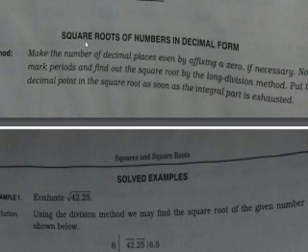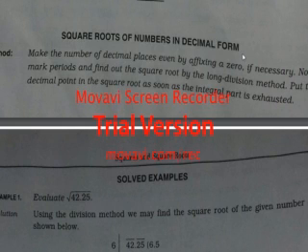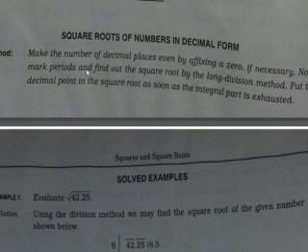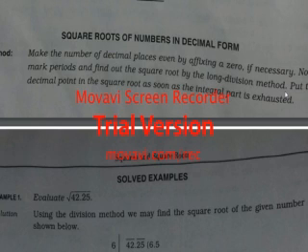If you will see square root of numbers in decimal form, make the number of decimal places even by affixing a zero if necessary. That means only decimal is there, then before decimal there should be zero. Now mark the period and find out the square root by long division method. Same process is here also, long division. Only you have to keep it in mind that if the numbers after the point come under division, at that time you have to keep the point even in the answer.